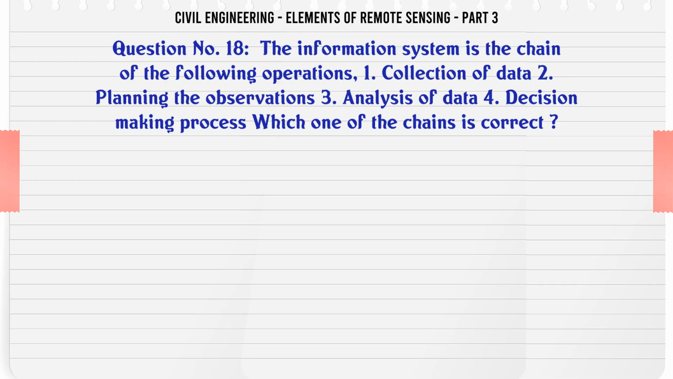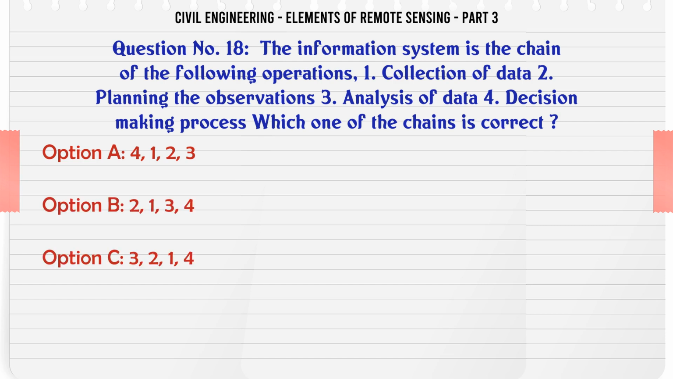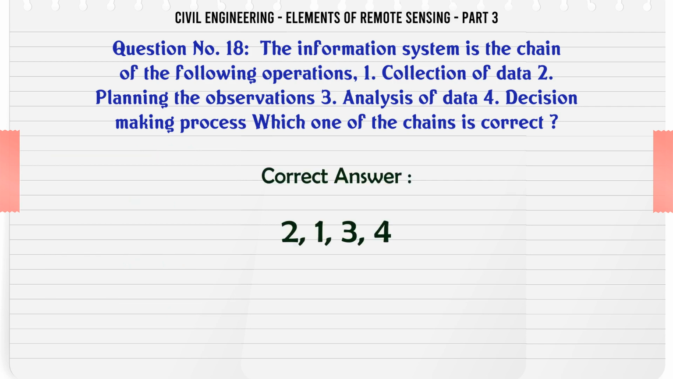The information system is the chain of the following operations. 1. Collection of data. 2. Planning the observations. 3. Analysis of data. 4. Decision-making process. Which one of the chains is correct? A. 4123. B. 2134. C. 3214. D. 1342. The correct answer is 2134.